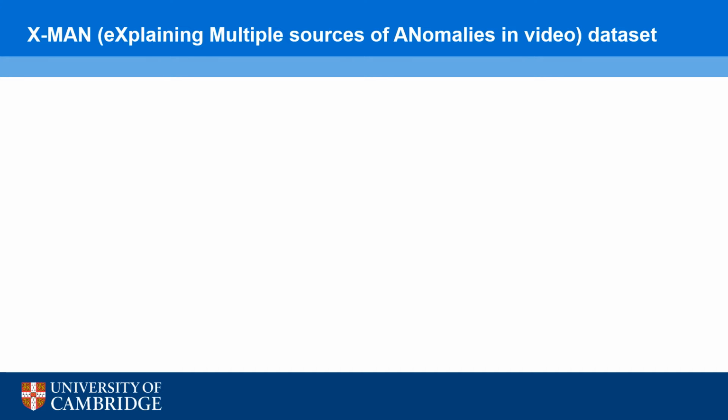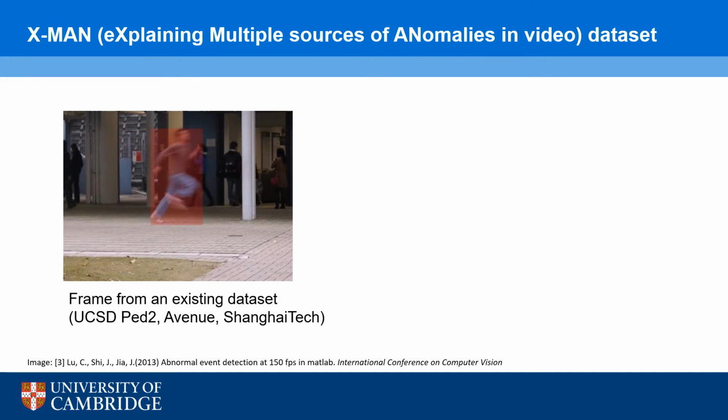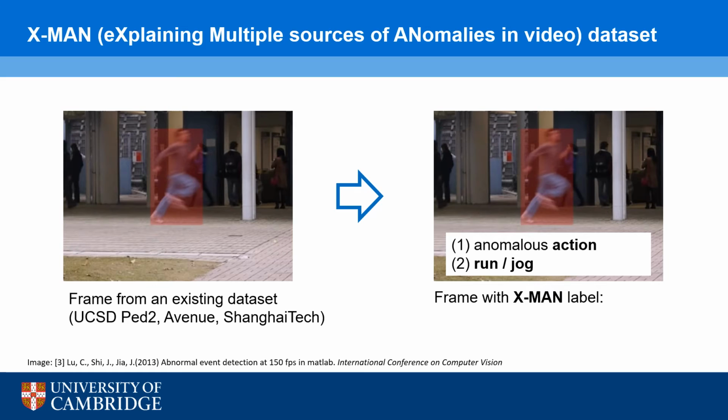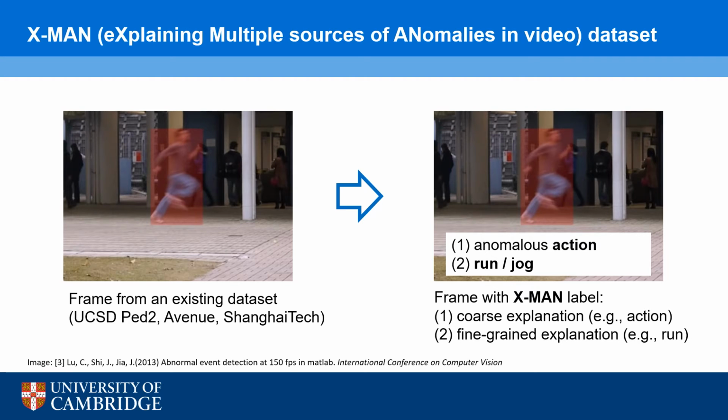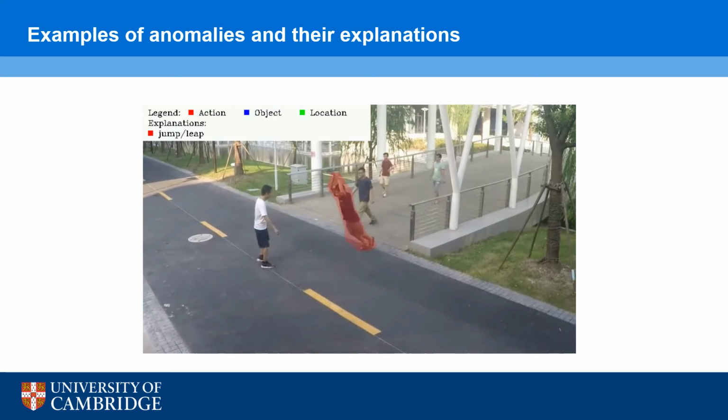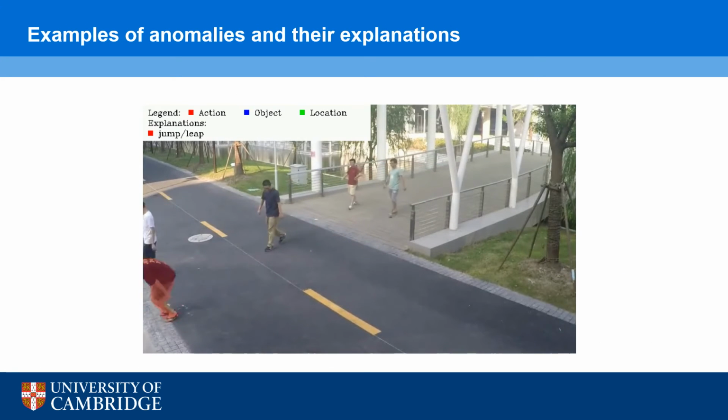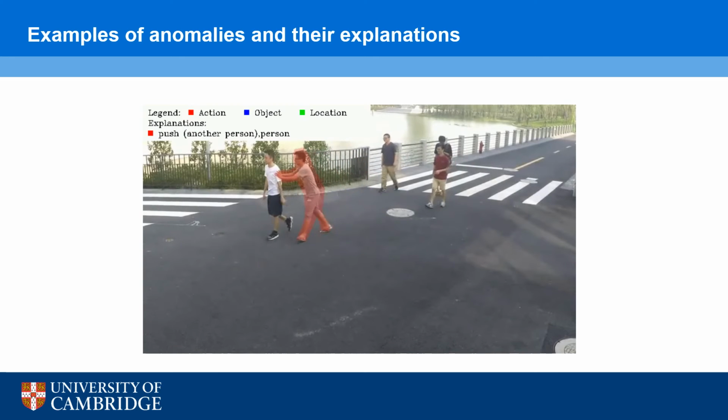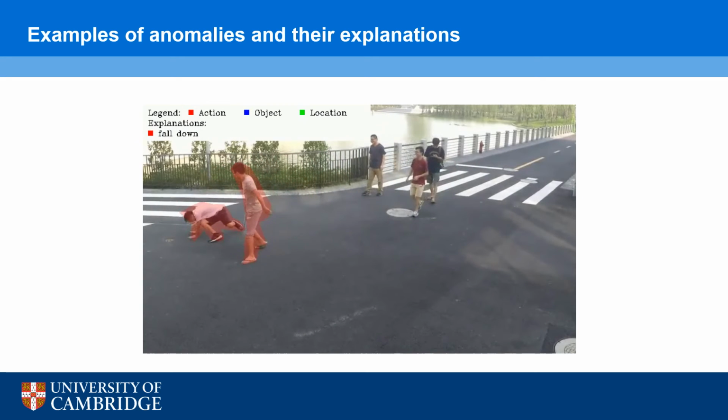To produce labels, we take frames from existing datasets and label them with a description of the anomalous event. The label consists of two tags: a coarse explanation, is the anomaly due to an anomalous object, action, or an unusual location? And a second tag, fine-grained description, for example, running. The whole dataset consists of over 40,000 such labels in over 20,000 frames. Here is a part of our demo video where you can see more examples of X-Man labels. The labels from the X-Man dataset are shown in the top left-hand corner.